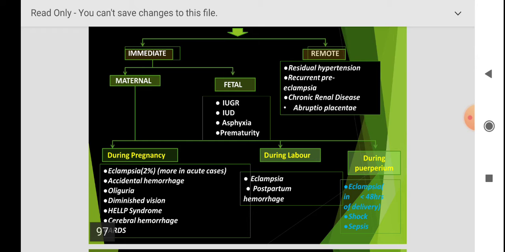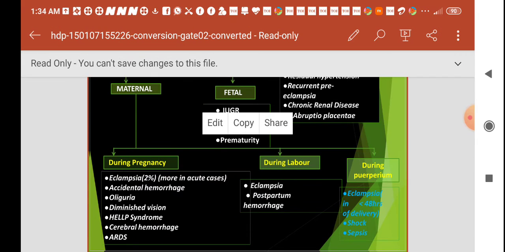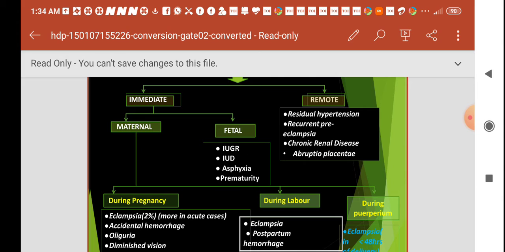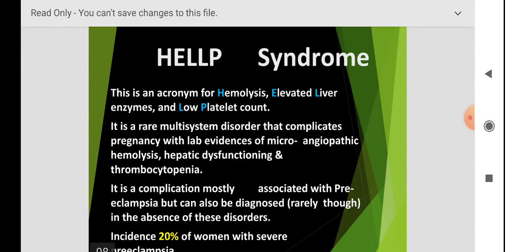The BP might shoot up and she may throw convulsions, which is called eclampsia, or it may lead to postpartum hemorrhage. During puerperium, again eclampsia if it occurs less than 48 hours of delivery, or she may go in for shock or develop sepsis. In fetus, what are the complications? IUGR, IUD, asphyxia, prematurity. The prematurity could be either iatrogenic or spontaneous. The remote complications of severe preeclampsia: residual hypertension, recurrent preeclampsia, chronic renal disease, or abruptio placentae.